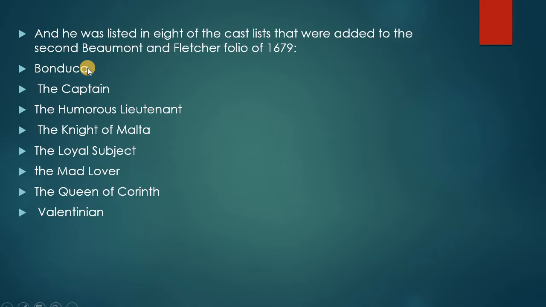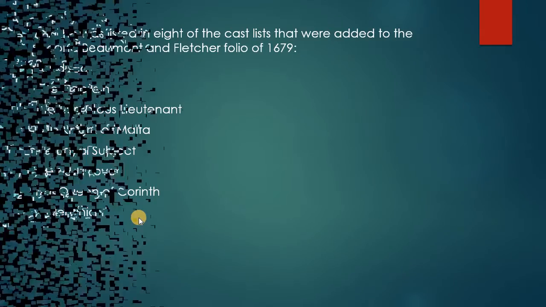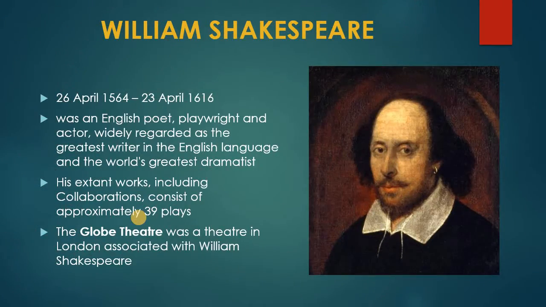So these are the 8 cast lists. First is the Bondoca. Next is the Captain. Third is the Humorous Lieutenant. Then Knight of Malta, Loyal Subject, the Mad Lover, the Queen of Corinth, and the Valentinian. Next famous actor is William Shakespeare. William Shakespeare was born on April 26, 1564, and died on April 23, 1616.